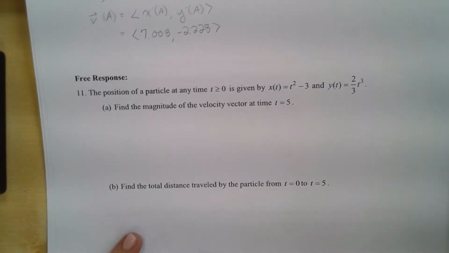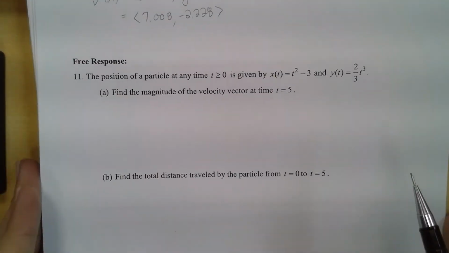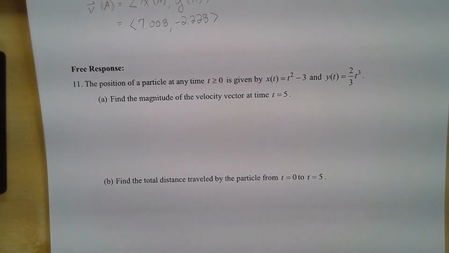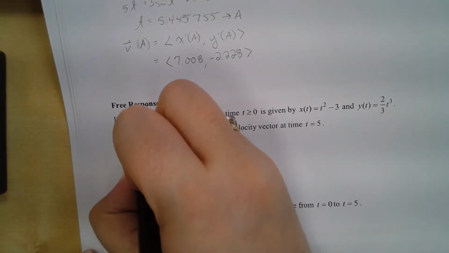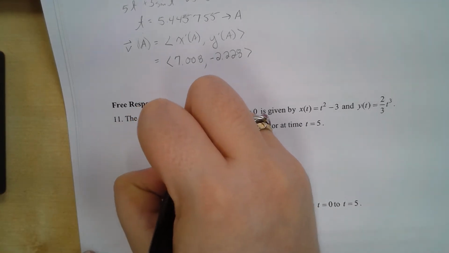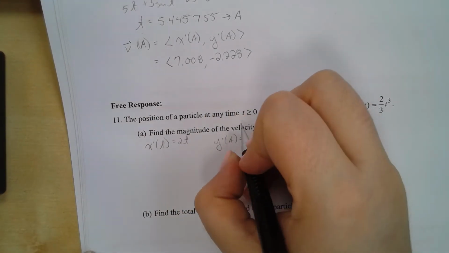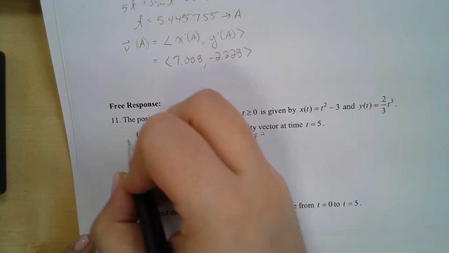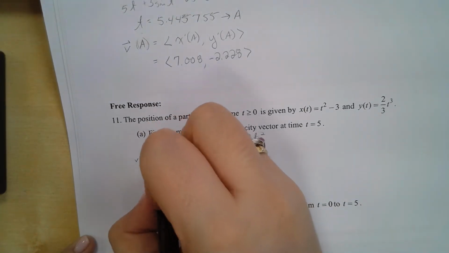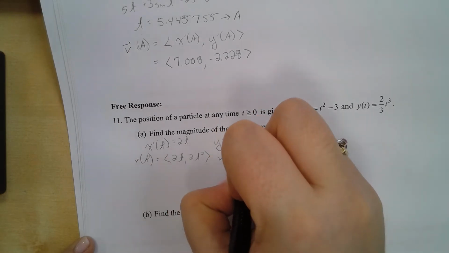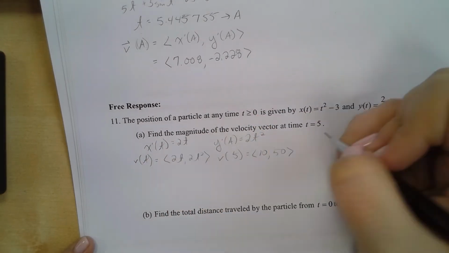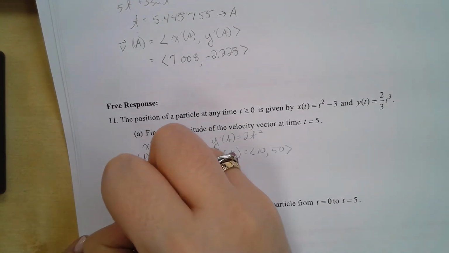Good? Okay. Some free response questions. We are given the position of a particle at any time t greater than or equal to 0 is given by x of t equals t squared minus 3 and y of t equals 2/3 t cubed. We want to find the magnitude of the velocity vector at time t equals 5. Well, first I need to find x prime of t is equal to 2t. Y prime of t is equal to 2t squared. So v of t is equal to 2t comma 2t squared, and v of 5 is equal to 10 comma 50.